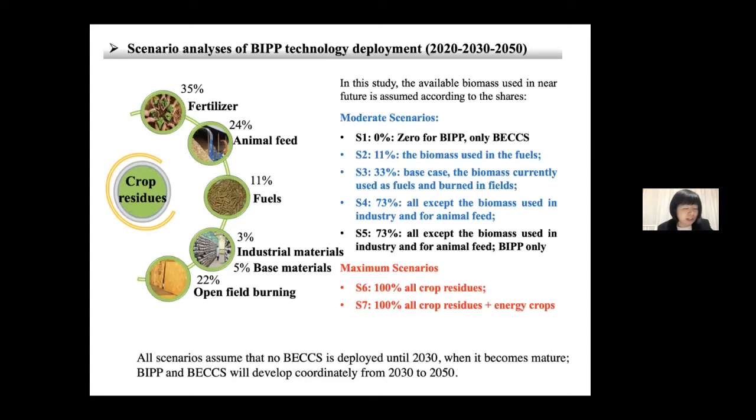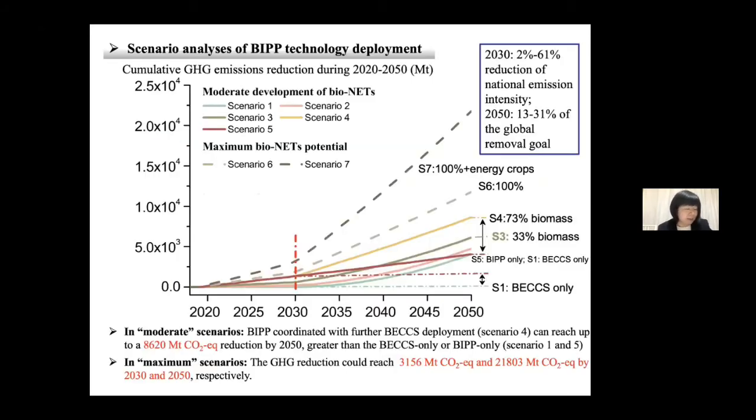Scenario 1 and Scenario 5 are two extreme scenarios. Scenario 1 is for zero BIPP, only Biochar, and we assume Biochar matures after 2030. Scenario 5 is all BIPP, no Biochar. Scenarios 2, 3, 4, 6, and 7 assume BIPP applied from 2020 to 2030, and then BIPP and Biochar are coordinately developed after 2030. And this is the result.